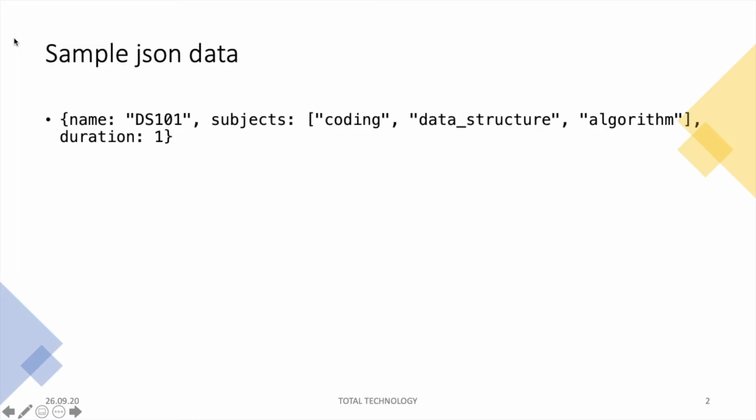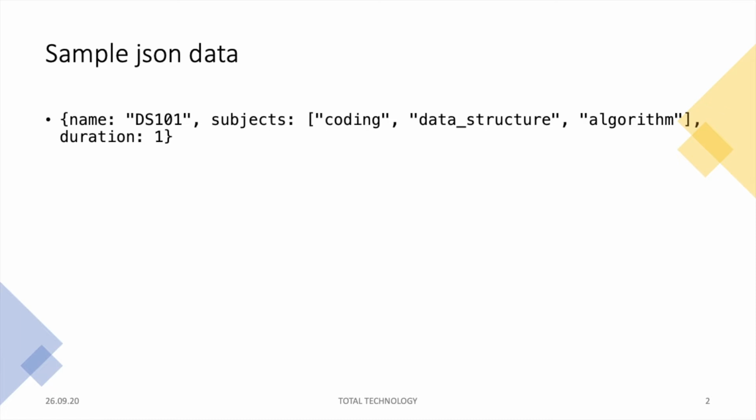Okay, so I'll use very simple data, and I created one file called sample.json, and within the JSON file I have this data. If you see, I have a name. Actually this is the exam code DS101, data structure 101. Within that we have some subjects like coding, data structure, algorithm, and the duration of the exam is 1 hour, something like that.